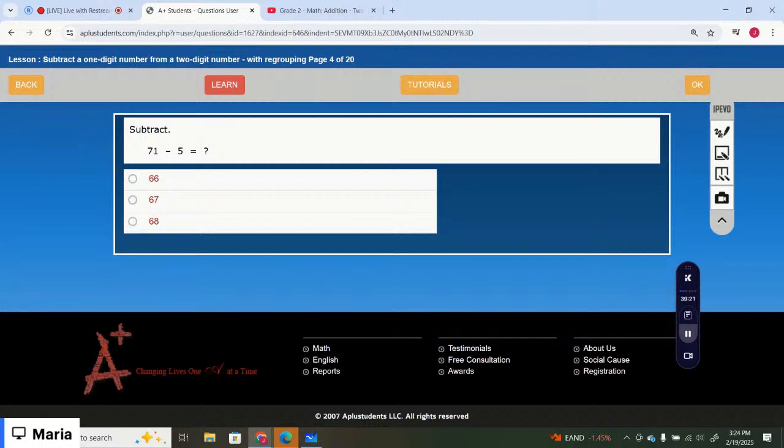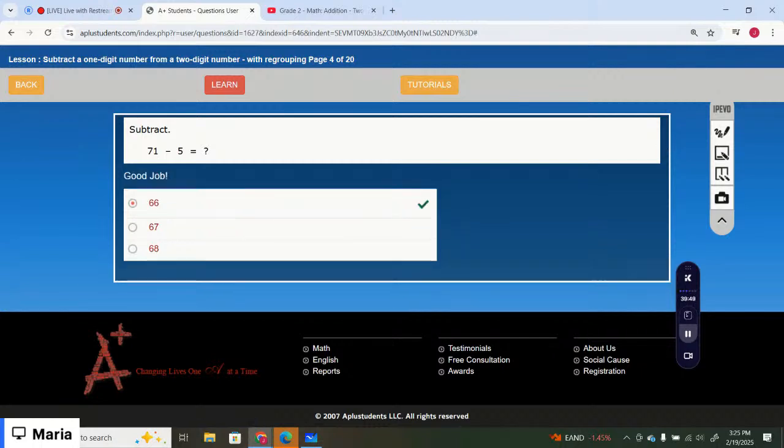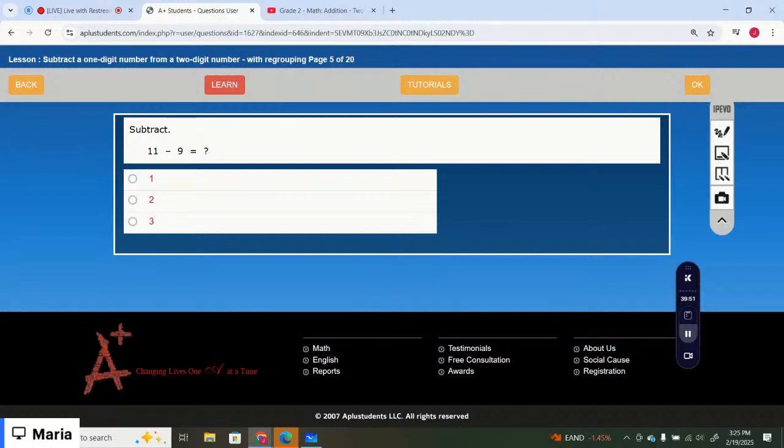71 take away 5, which is the correct option? 66 it is. Option number 1 is the correct option.